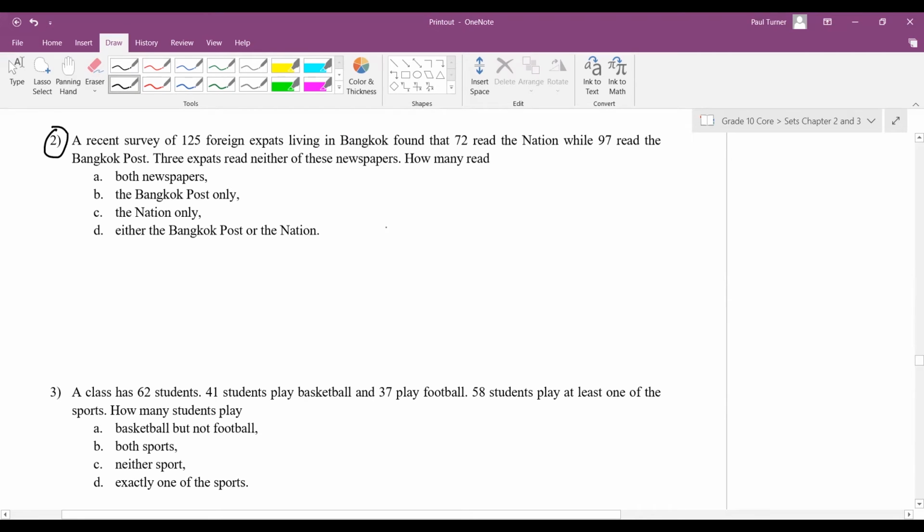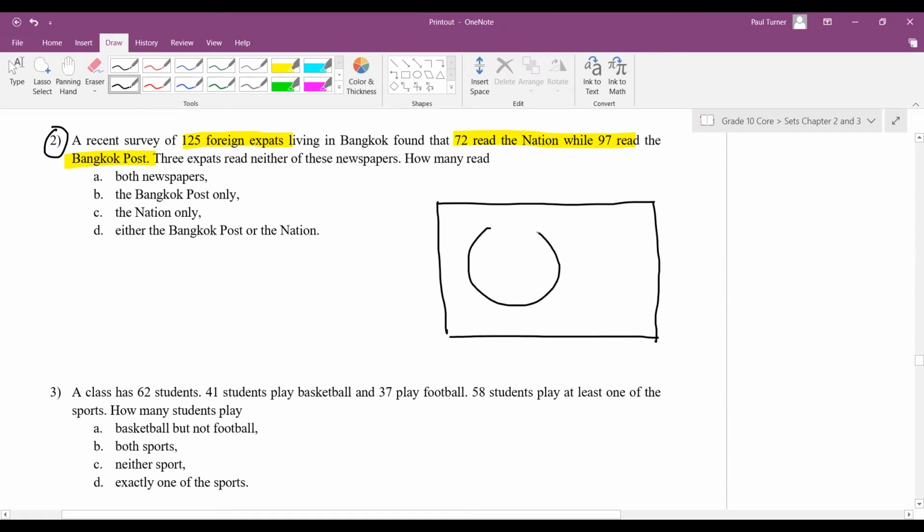So we know we're doing a Venn diagram. Look at how many sets you have. So we got a survey, 125 foreigners in Bangkok, and they're reading the magazine, the newspaper, The Nation and Bangkok Post. So we know we're going to have 2 sets, 2 circles. So make your Venn diagram. So you can do this with me now, and then I'll let you go on with some others here because I don't want to talk all day. I'll give you time to work after this one.